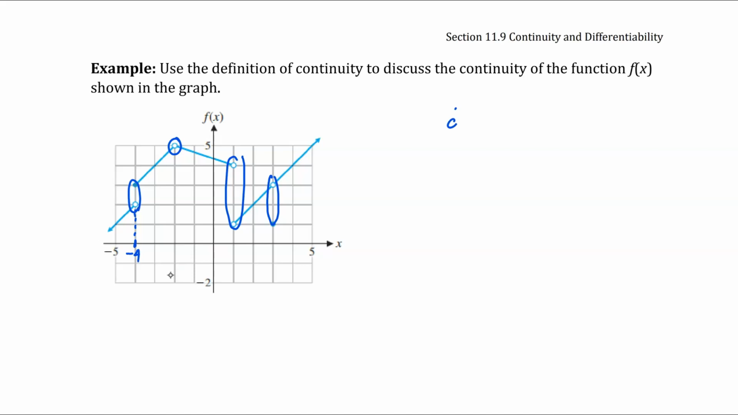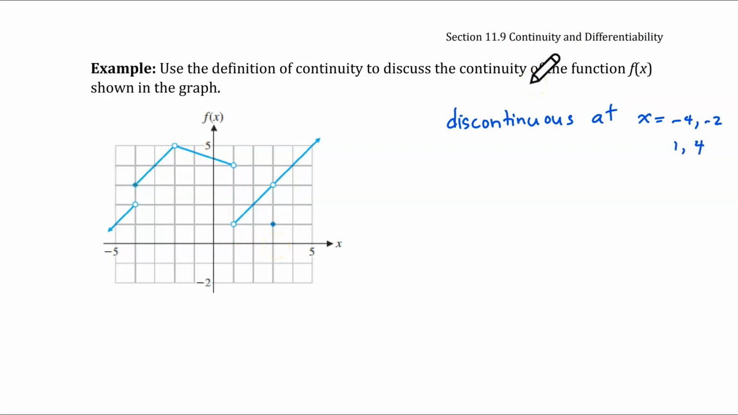So it is discontinuous at x equals negative 4. At x equals, this is negative 2. And at x equals 1. And also at x equals 4.